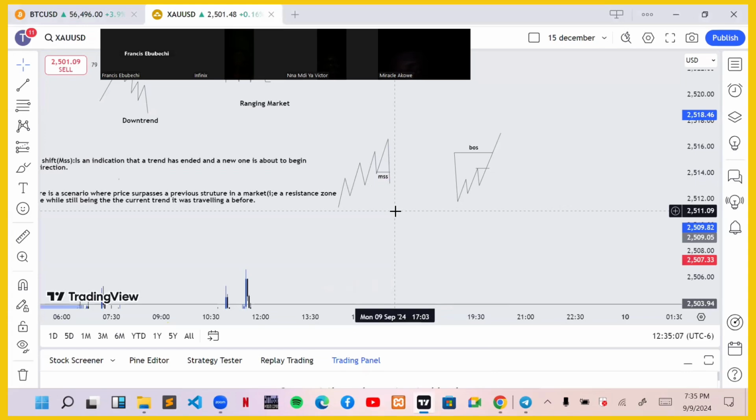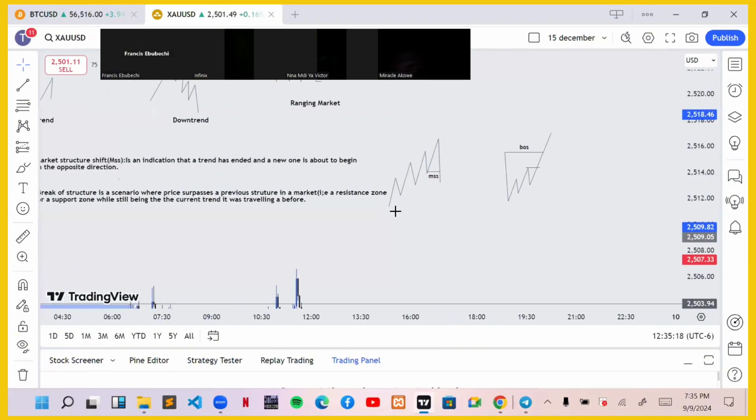So that's the difference between break of structure and market structure shift. In market structure shift, you're taking a trade in the opposite direction after there's a market structure shift. In break of structure, you're taking a trade in the same direction that the market was traveling at before. That's the difference between break of structure and market structure shift.